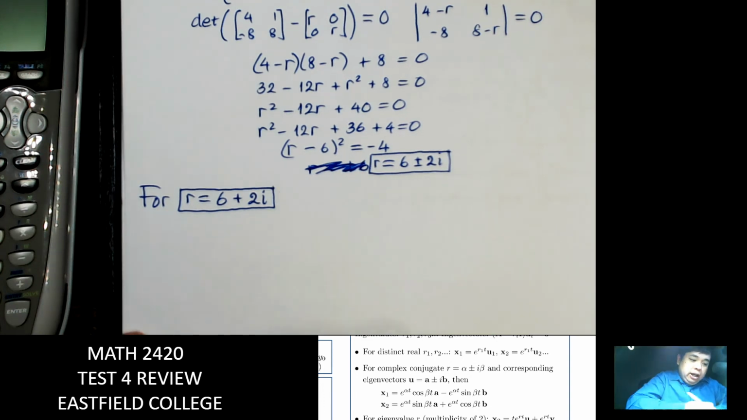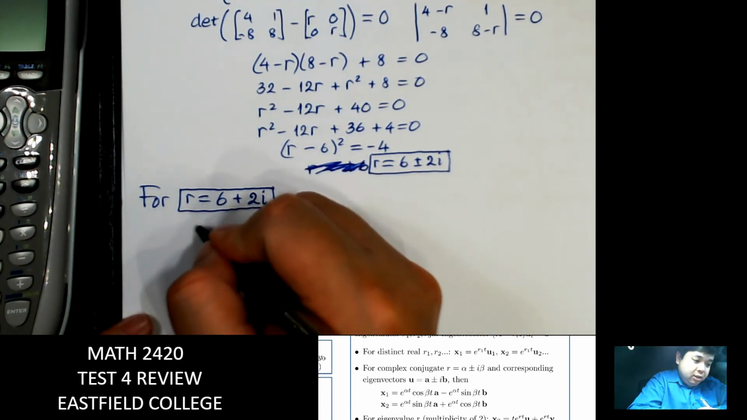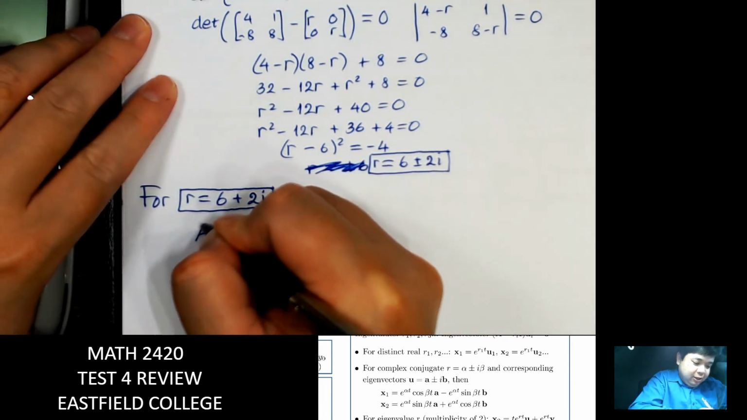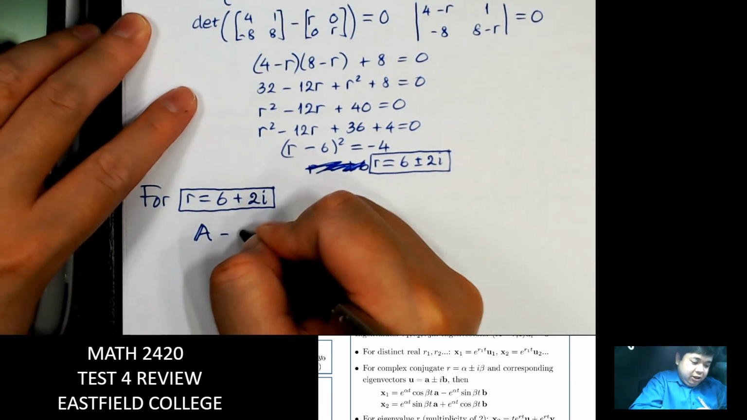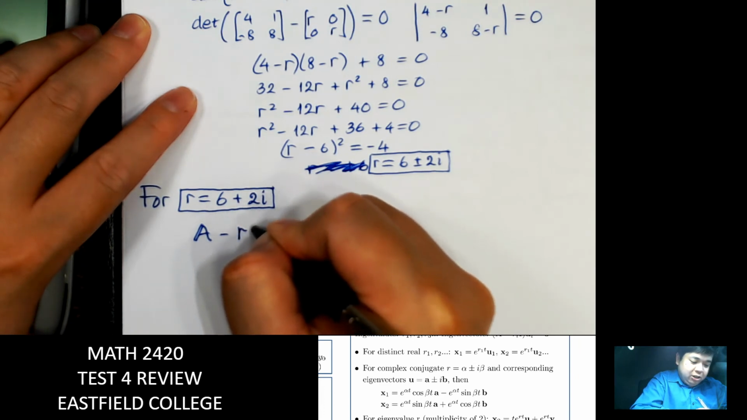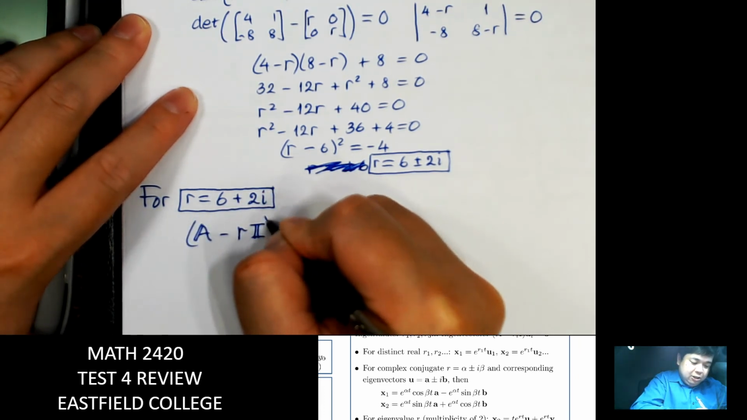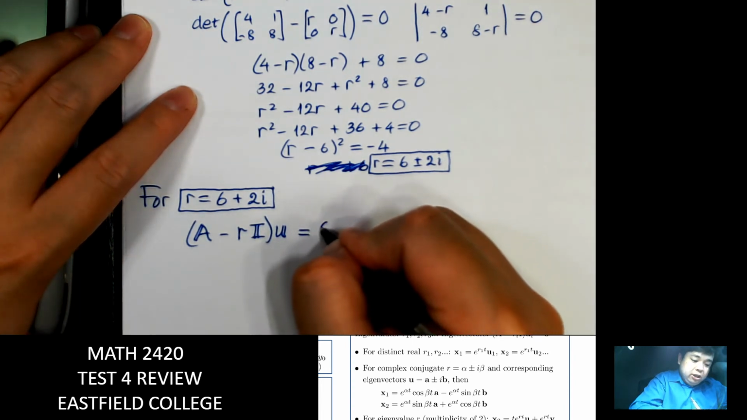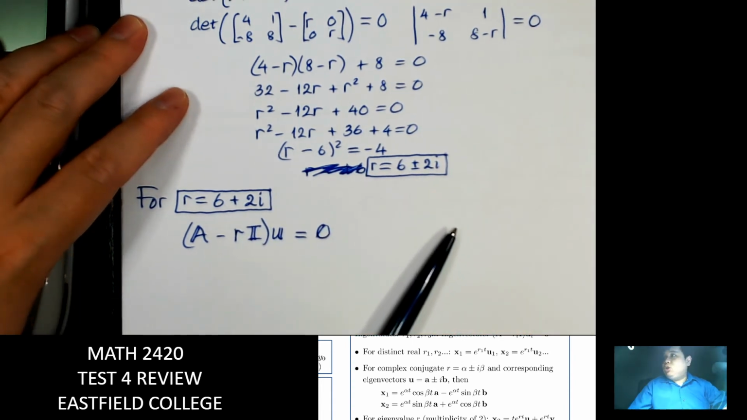Right, now we put in the matrix equation. This is going to be a vector, so a 0 vector. Let me zoom out.